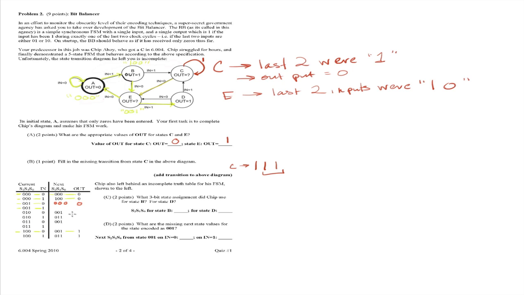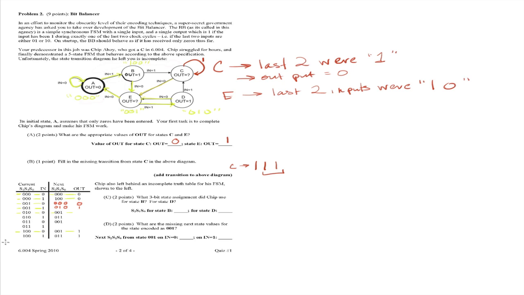But we can determine that state D, when it receives a 0, is going to go to 001, right? So this one, when it receives a 0, goes to 001. So this must be state D. So this must be 010, because when E is 001, it goes to 010, which is state D, and the output is 1.